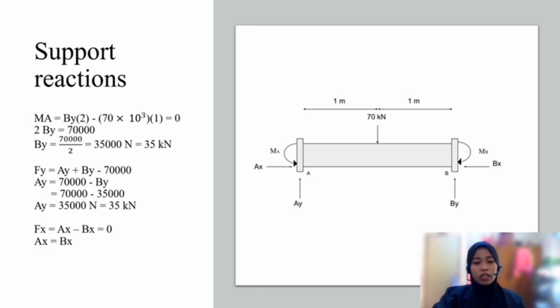Sum of forces in the x direction is equal to the horizontal force at point A minus horizontal force at point B, that is equal to 0. So they cancel out each other. Thus we get horizontal force at point A is equal to the horizontal force at point B.